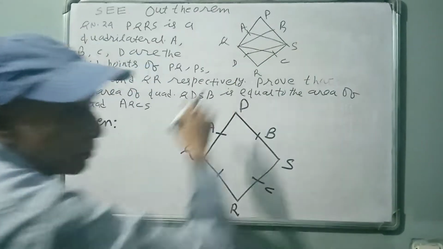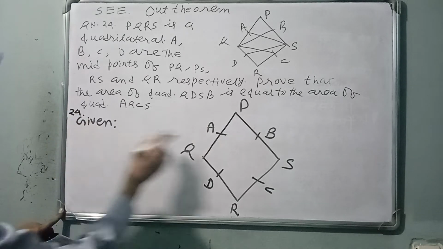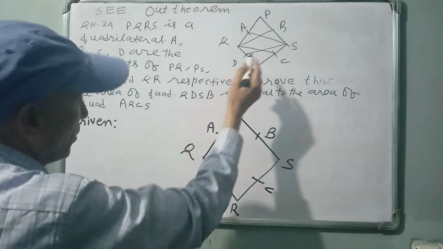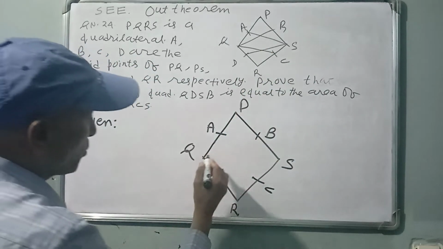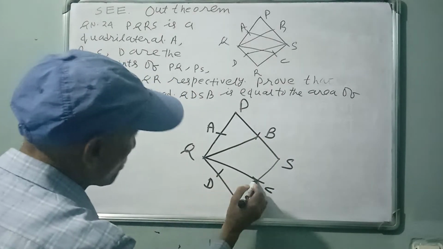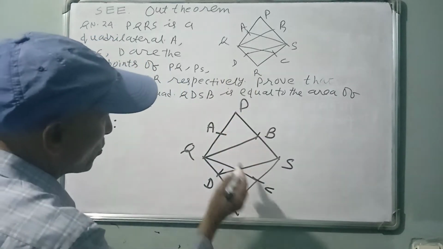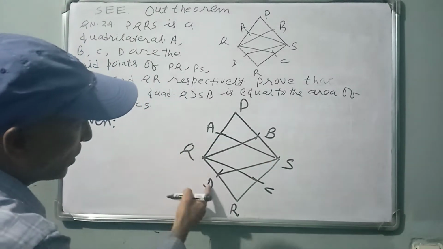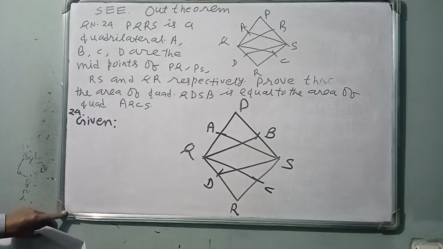This is the question. Students don't need to write it down, but for question number 24 they have to draw the diagram and write down the given condition. A, B, C, D are the midpoints. What is to prove? Given QB is joined, QC is also joined, D is joined to S, and A is joined to S. AQCS and QDSB are equal in area. What is given? The given condition is the same as the question.